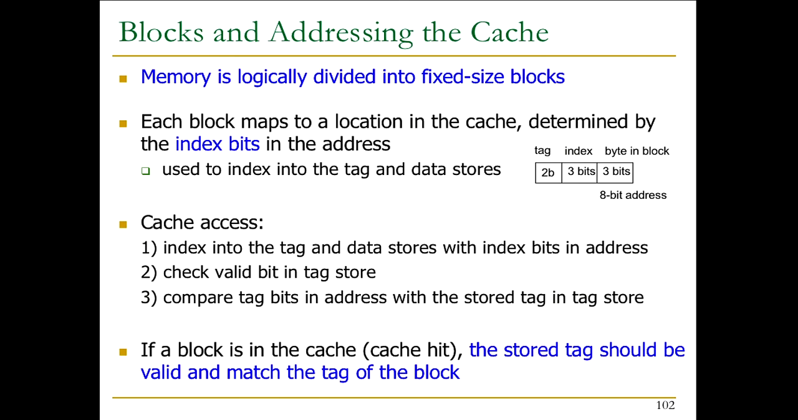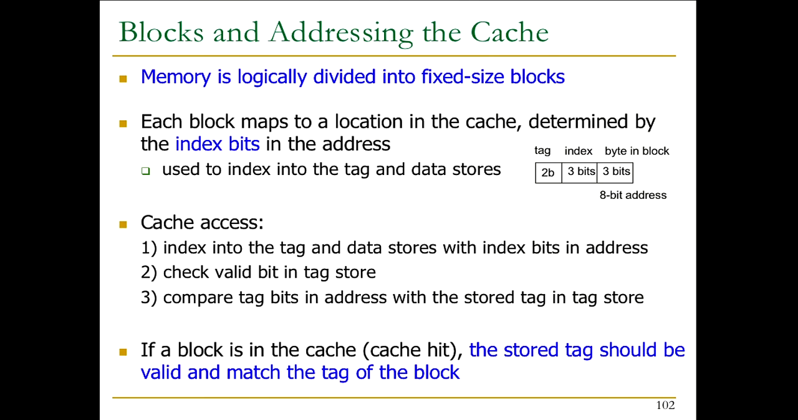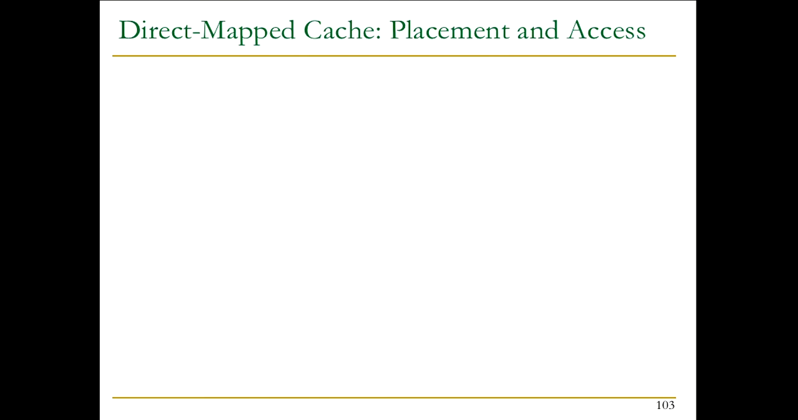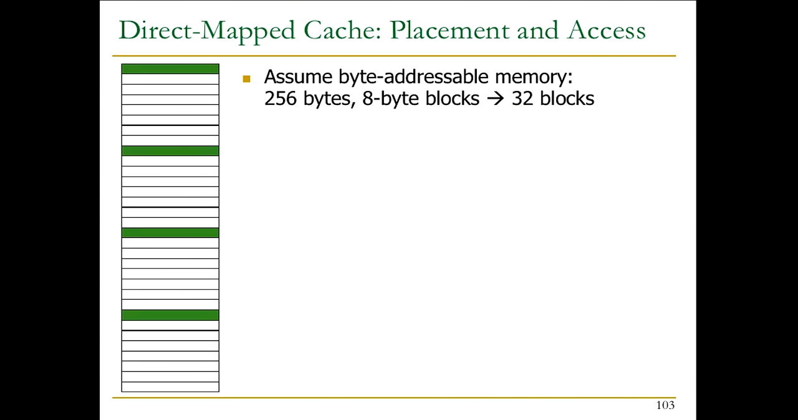If a block is in the cache, it's a cache hit, the stored tag should be valid and match the tag of the block, right? Again, that makes sense, hopefully. So let's look at a direct map cache. Actually, what I discussed here is kind of like a direct map cache. So in a direct map cache, you basically have only one location in the index that you can store the data for. So this is our memory.